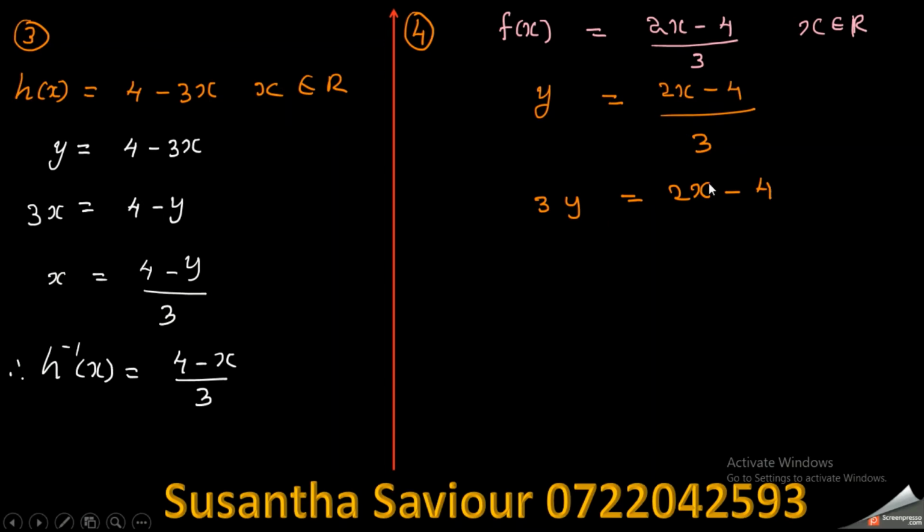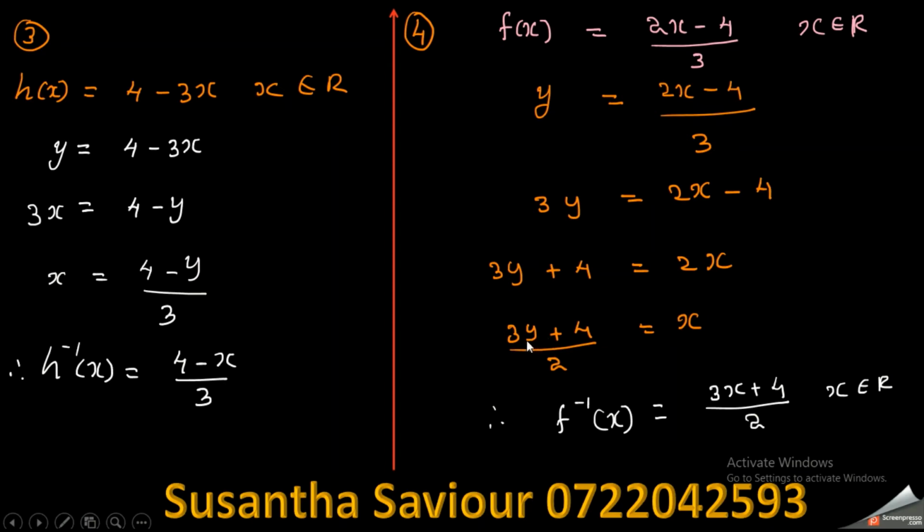3y is equal to 2x minus 4, and 4 is taken to the side, then you can say 3y plus 4 is equal to 2x. In order to isolate x or to make x the subject, we divide both sides by 2, then we will get x is equal to (3y + 4)/2. Then we replace this x as f inverse and y by x. So I will get f inverse of x equals (3x + 4)/2. So this is my inverse function, inverse of this function.